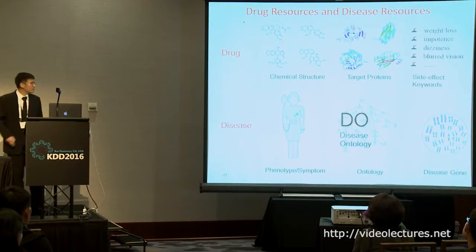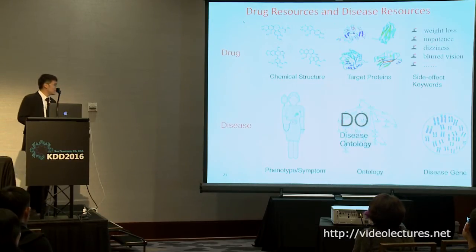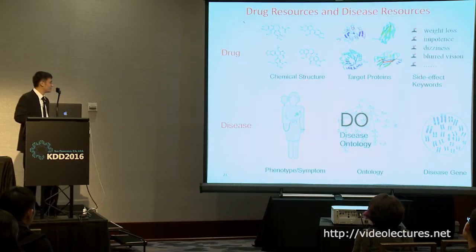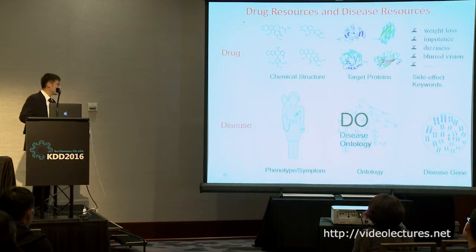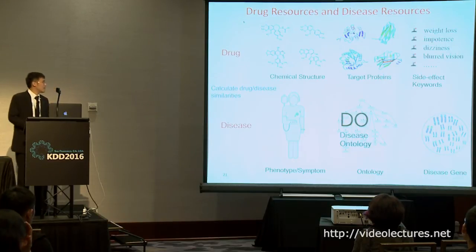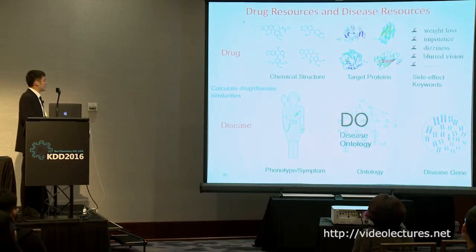And for the disease part, they have a lot of methodologies to measure disease similarity. Like from EHR, we have a lot of phenotypes and symptoms. And also from ontology, they have a disease ontology, and we also know some disease genes. Then what we need to do is calculate the drug and disease similarity.